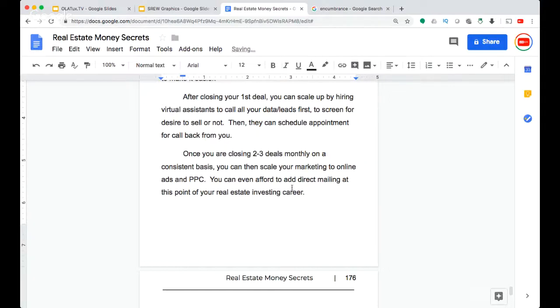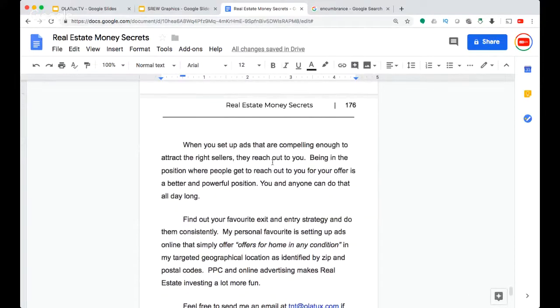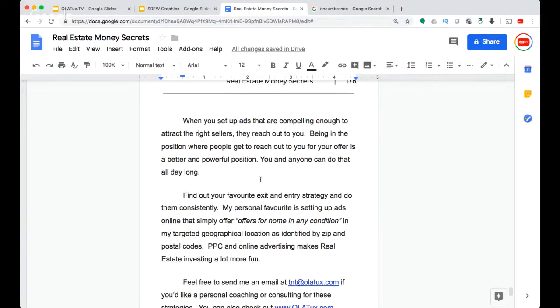Once you're closing 2 to 3 deals monthly on a consistent basis, you can then scale your marketing to online ads and P.P.C. You can even afford to add direct mailing at this point of your real estate investing career. When you set up ads that are compelling enough to attract the right sellers, they reach out to you. Being in the position where people reach out to you for your offer is a better and more powerful position. Anyone can do that all day long.